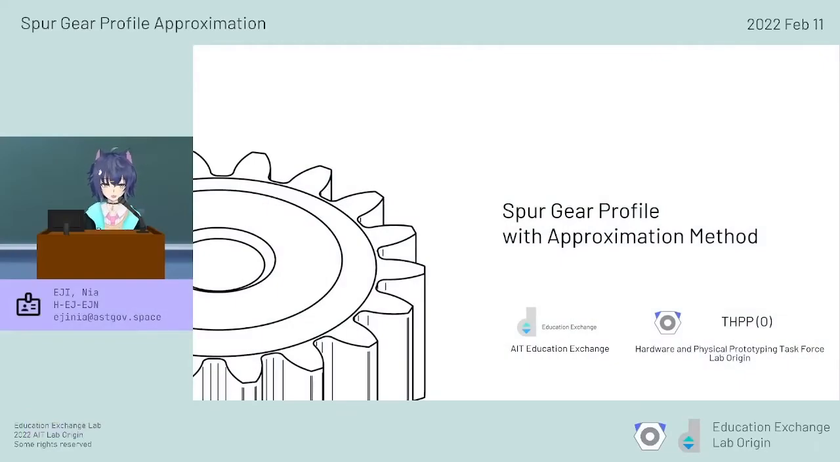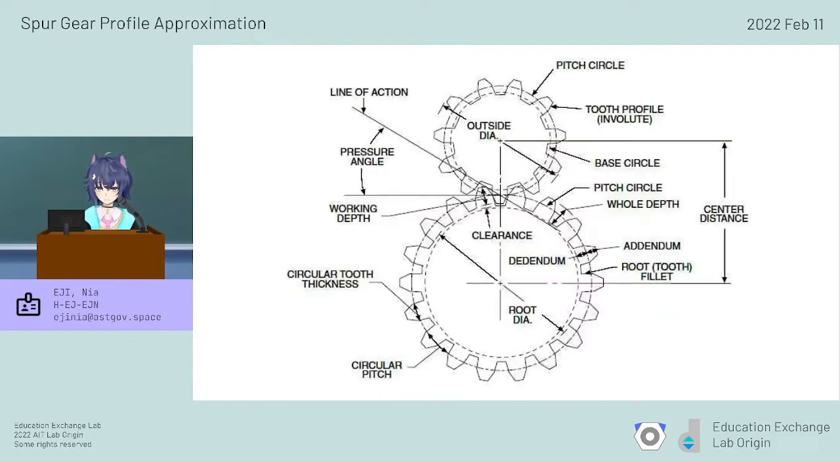Now, let's draw a spur gear profile with the approximation method. But before we start, let's talk about a few terms of a gear. Let's first know about the four circles of a gear.